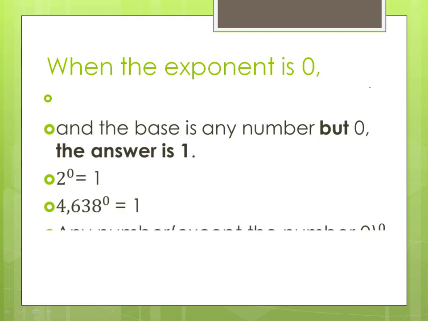Okay, let's see another common thing in powers. When we say 2 to the power 0, the answer is 1. So any number to the power 0 equals 1. Again, any number to the power 0 equals 1. So 100 to the power 0 equals 1. 1 million to the power 0 equals 1. But 0 to the power 0 is not defined. So all numbers except 0 to the power 0 equal 1. So that's not defined.